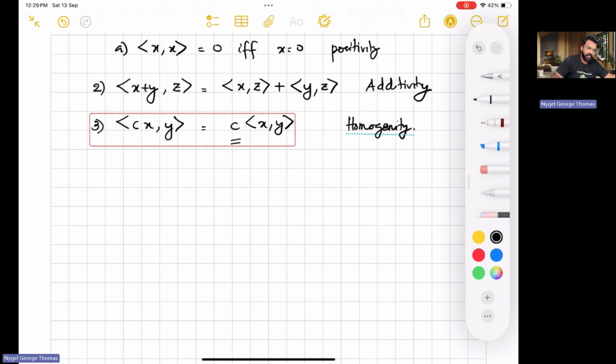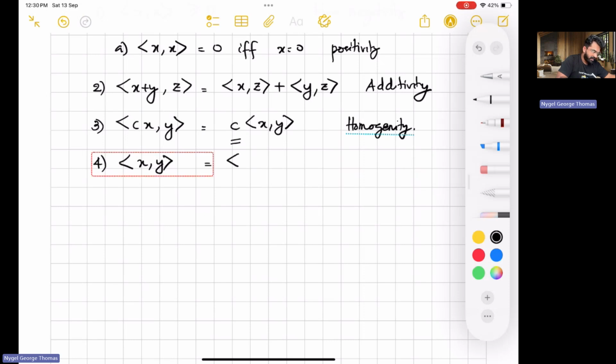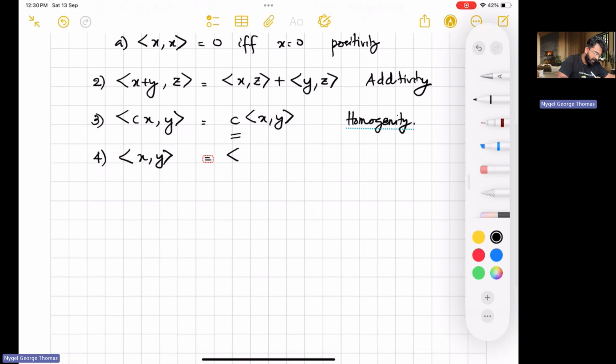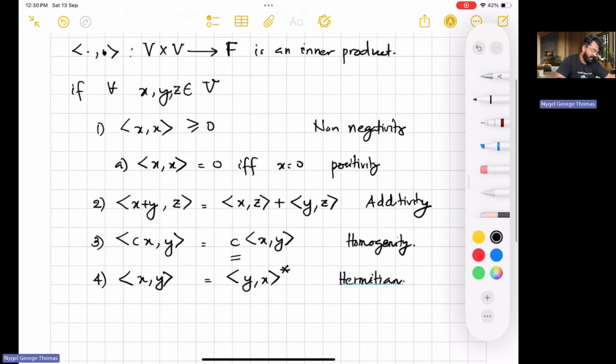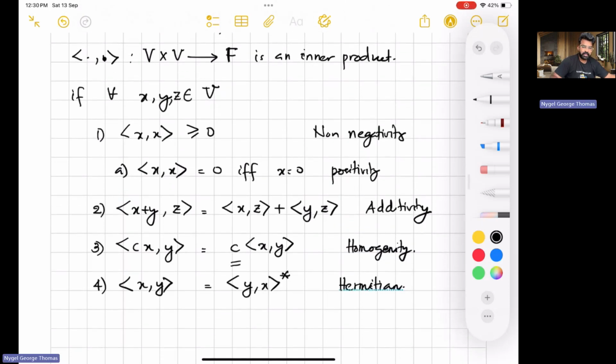Then finally, we have something known as the Hermitian property. The inner product between x and y is not the same as the inner product of y and x, but since we are dealing with complex fields, it is actually the complex conjugate of the inner product of y and x. This is known as the Hermitian property. So if all these properties are satisfied, then we have a valid inner product. And there are multiple inner products which we can define like this.